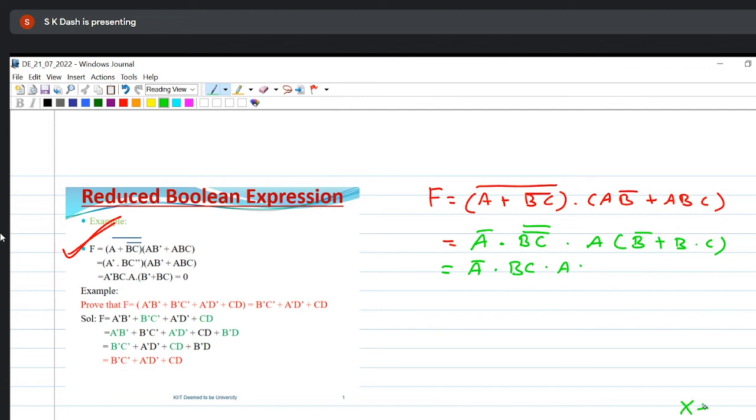What is B bar plus BC? It is in the form x plus x bar dot y. As per the redundant literal rule, this is equal to x plus y. If we compare, x is B bar, x bar is B double complement, which is B, and y is C. So this will be B bar plus C. All are multiplied, so we have A bar dot A, which will be equal to 0.